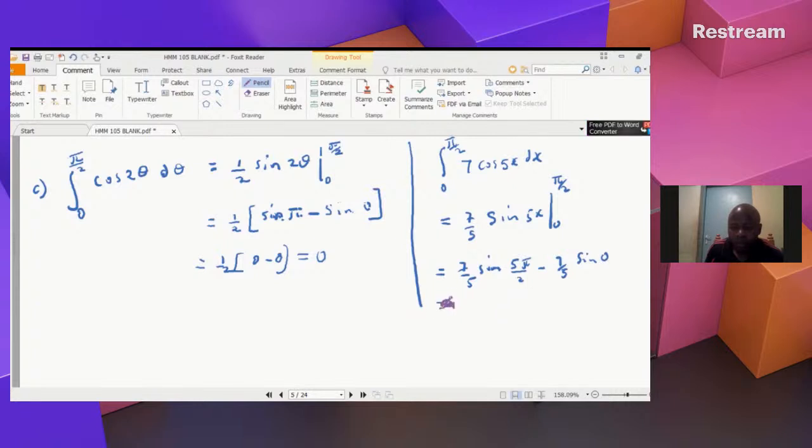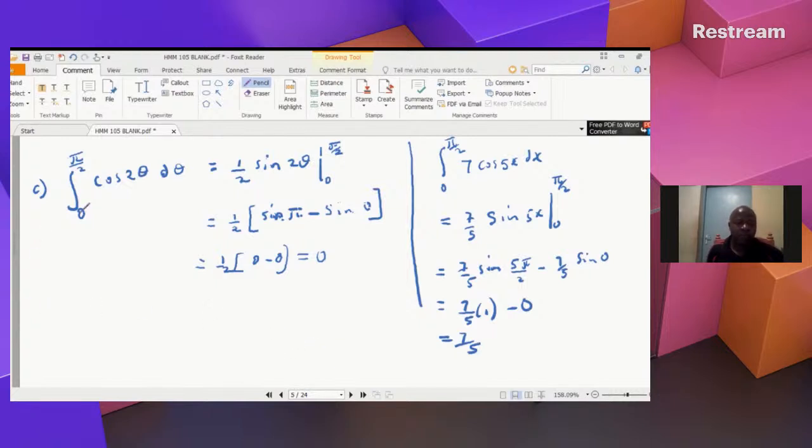So what do you get? What is 5 pi? Pi is 180. So 5 times 180 divided by 2 is 450. What is sine of 450? Sine of 450 is 1. So what I have is 7 out of 5 multiplied by 1 minus 0. So the answer is 7 out of 5.